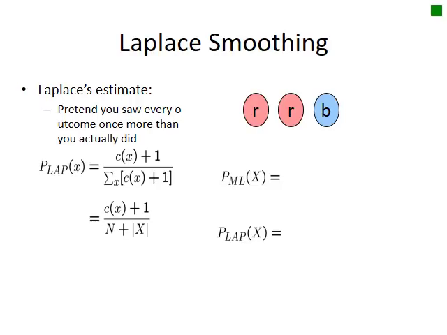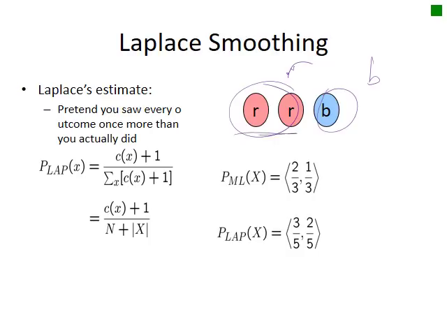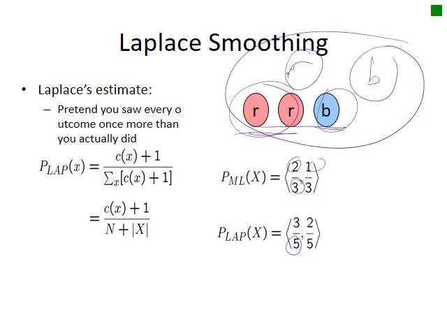So for example, if you observed R twice and B once, you just assume you have observed one R and one B one more time. If you do not smooth, your probability is that out of 3 balls, 2 of them are red and 1 of them is blue. But if you add 1 more R and B, you are now out of 5. There are 3 red and 2 blue. And even though you haven't observed something, it may have some probability.